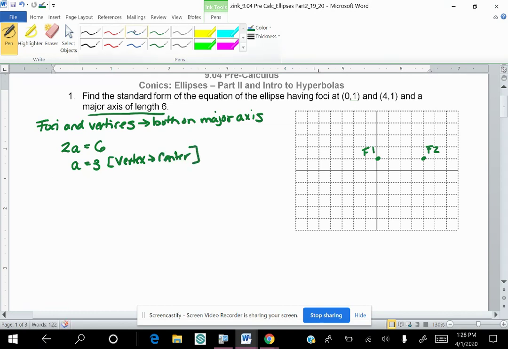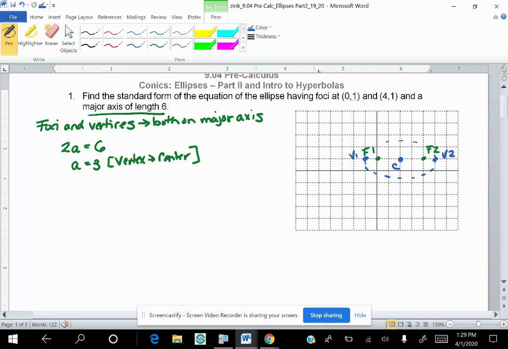Or you could have just gone right from here and said, oh, well, now I've given my 2 focus points. Let me work my way to the center, find the point directly between them. That's my center. And then if I know the major axis has a length 6, I need to go 3 away from the center on either side. Okay, so I know my graph is going to look something like this, which means it's going to be stretched out more along that horizontal axis.